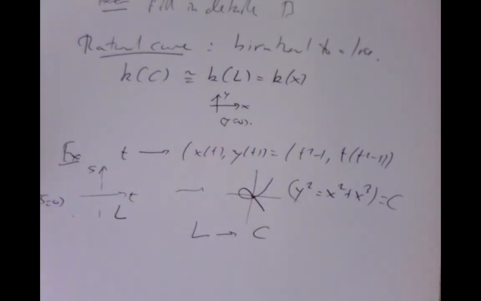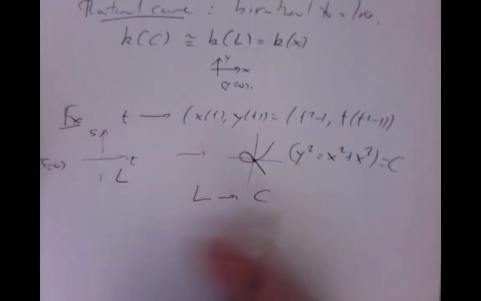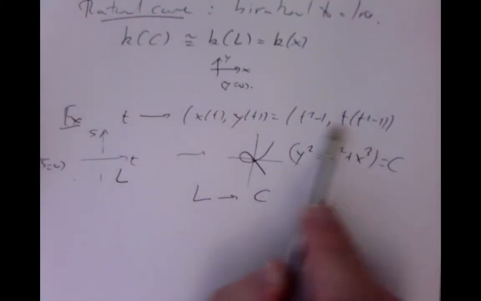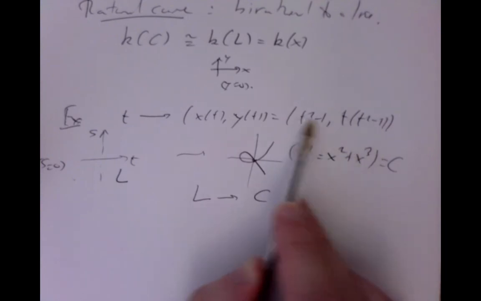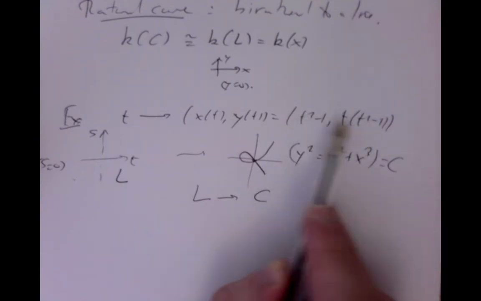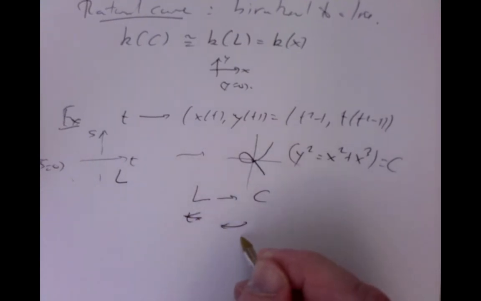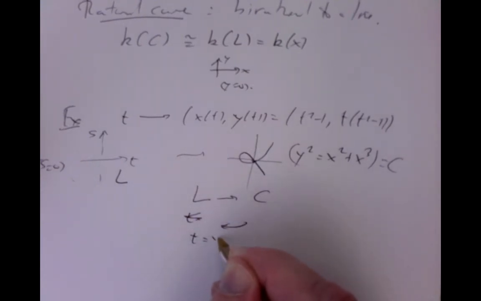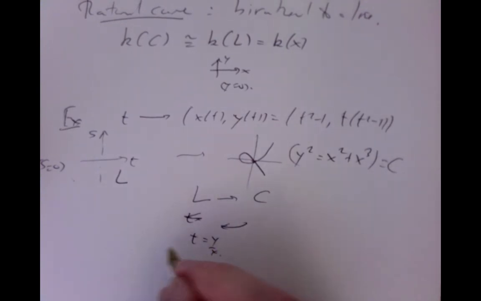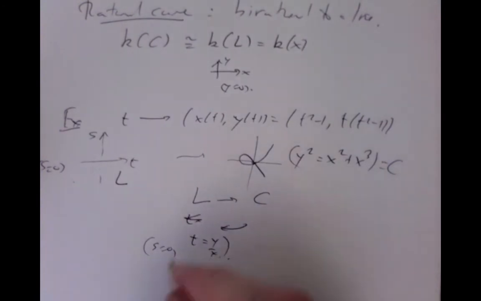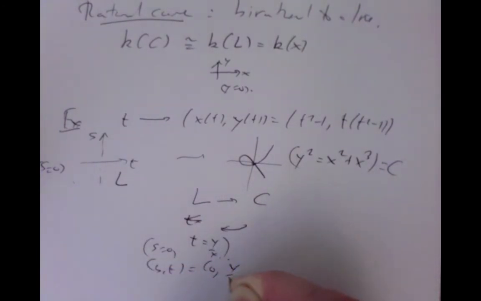And it's perfectly well defined, but we could worry about how to invert it. Well, you can see right away that if this is the value of x and that's the value of y in terms of t, then the ratio of this to this is t. So we can go backwards with a map that takes t to be y over x. We could say s is 0, and t is y over x. So (s, t) is (0, y over x).